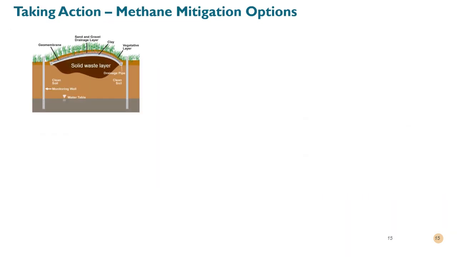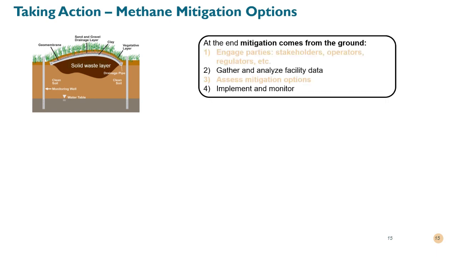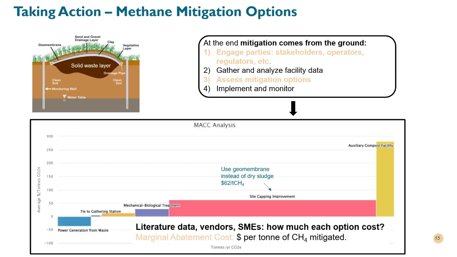Considering that we were 10 times off, steps need to be taken in order to reconcile the two. And this involves engaging the stakeholders, operators, and regulators, gathering that information so that it can be analyzed for the facility. Only then can mitigation options be assessed, implemented, and monitored. For example, we thought that geomembranes might be a good alternative to the dry sludge that they were using in their current site, but that can only be truly assessed once you have reconciled the bottom-up and top-down estimations.